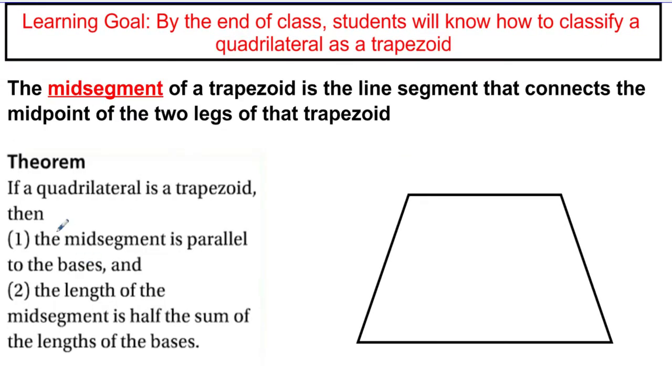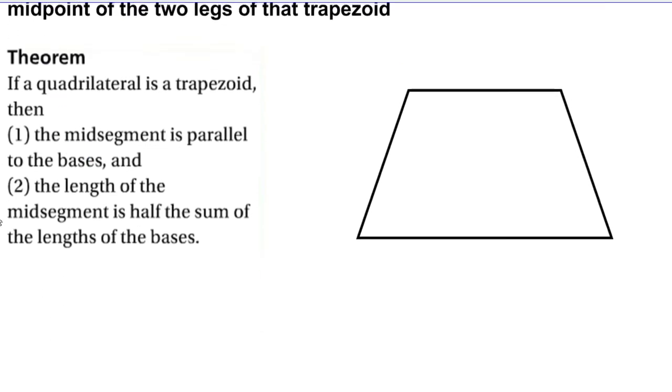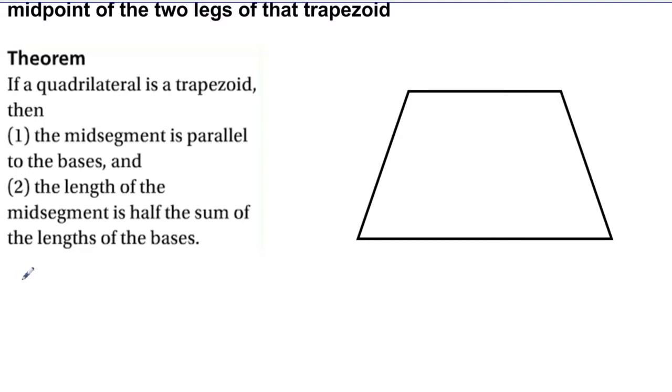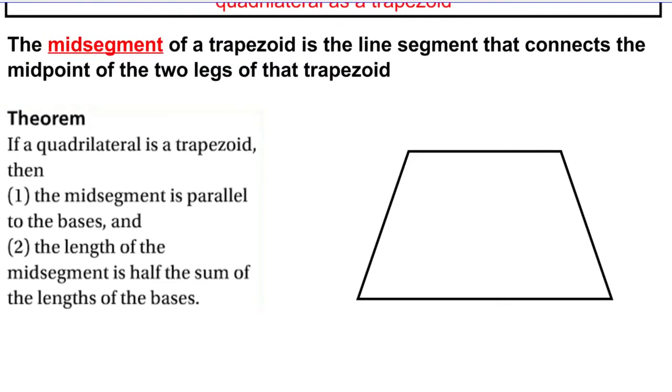Okay, so let's talk about the last property, and that is the midsegment of a trapezoid. So here's what a midsegment of a trapezoid is. We've heard this word midsegment before. It showed up when we talked about triangles and we had midsegments of triangles. The definition is exactly the same. The midsegment of a trapezoid is when we connect together the midpoints of the two legs of that trapezoid.